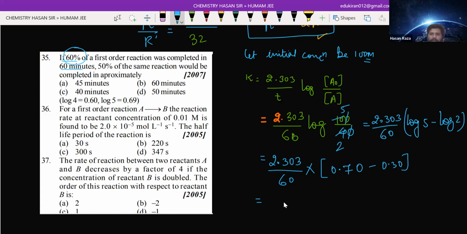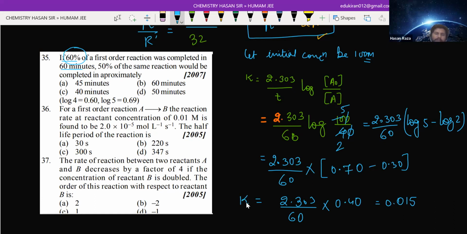So what will it be? 2.303 upon 60, and into here I can write 0.40. Now you just need to do a little maths, multiplication and all. 2.303 into 0.40 and then divided by 60, that comes out to be 0.015. Is that clear? This is the value of K.